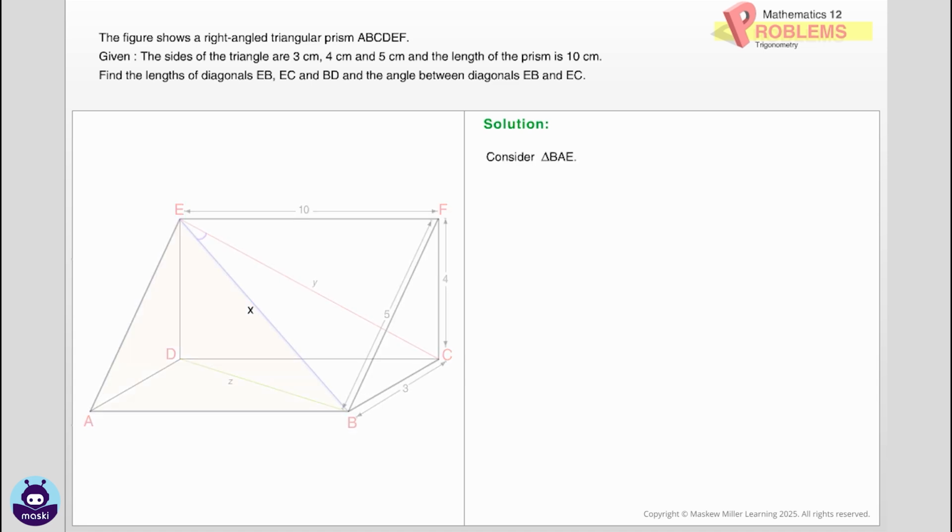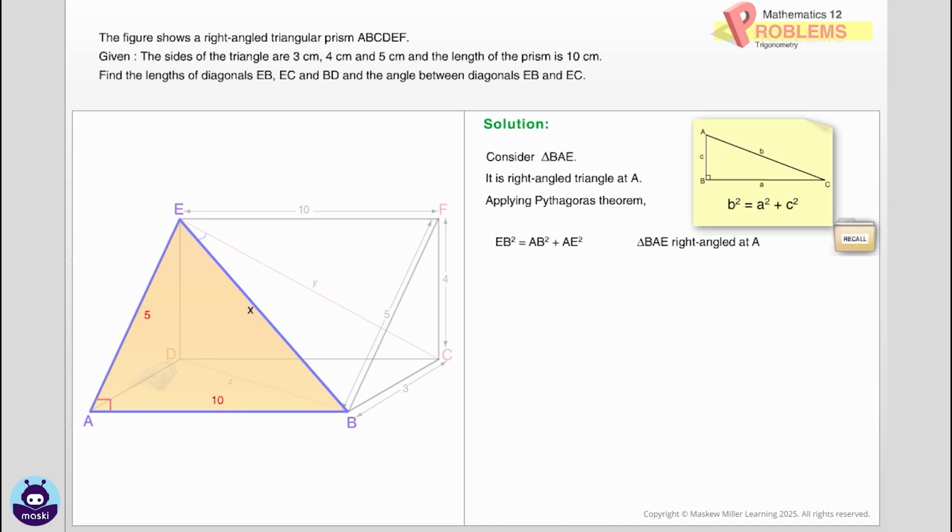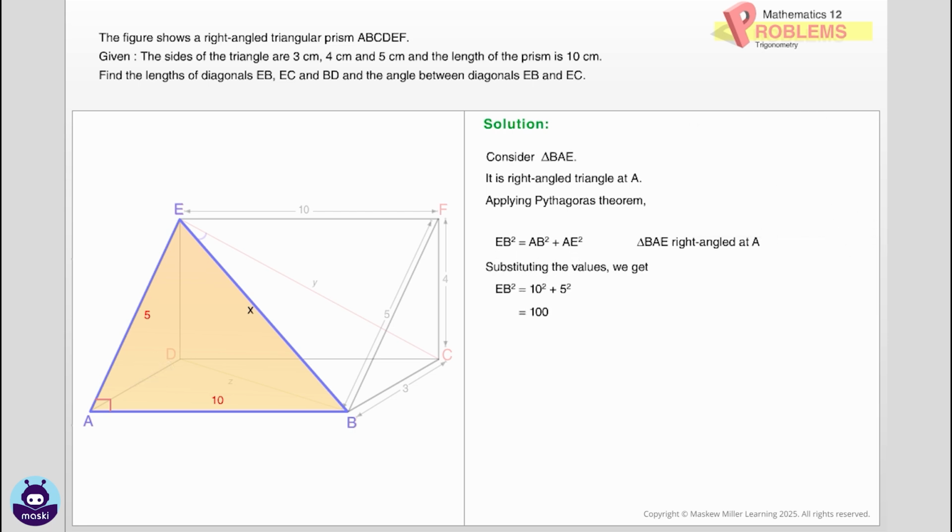Consider triangle BAE. It is a right-angled triangle at A. AE and AB are known. In this triangle, we apply the Pythagoras theorem to find EB. EB square equals AB square plus AE square. Triangle BAE right-angled at A. Substituting the values, we get EB square equals 125. Therefore, EB equals 11.18 centimeters.